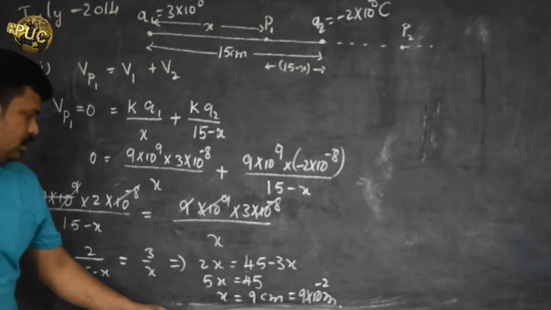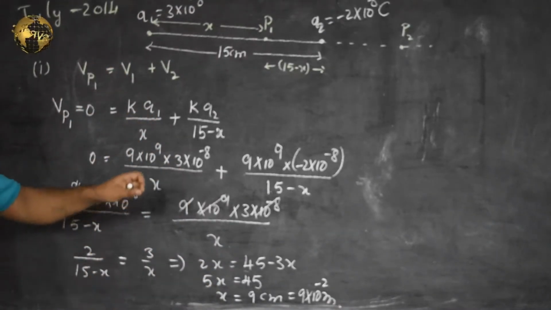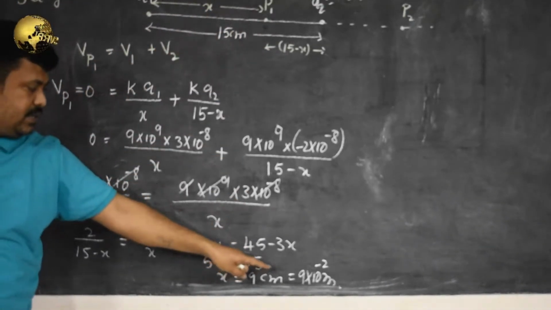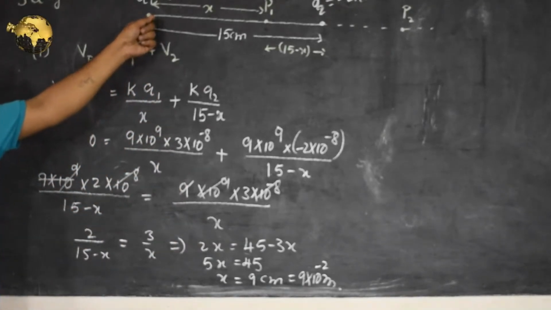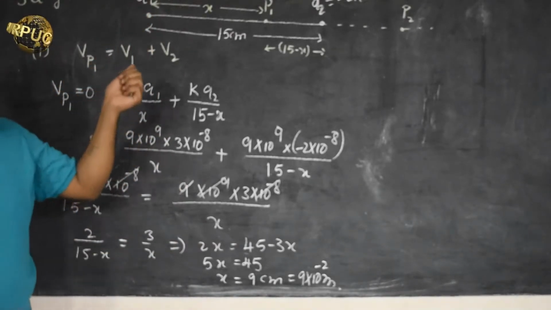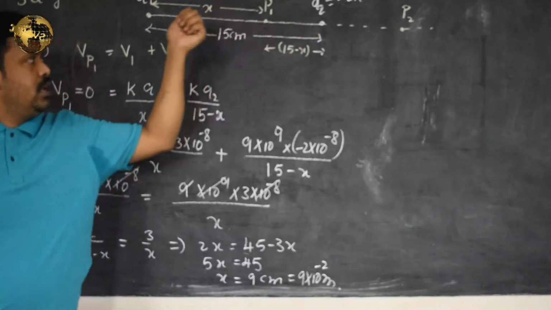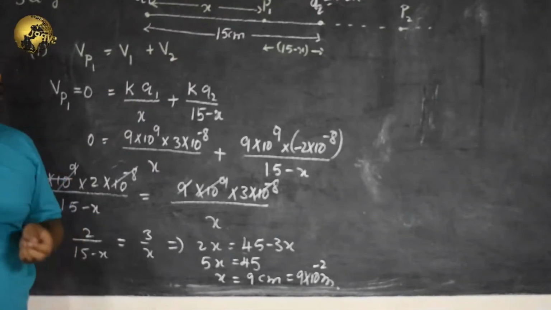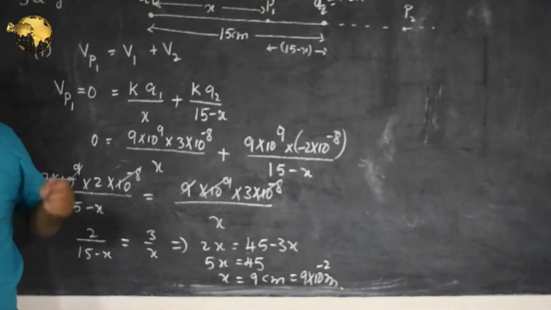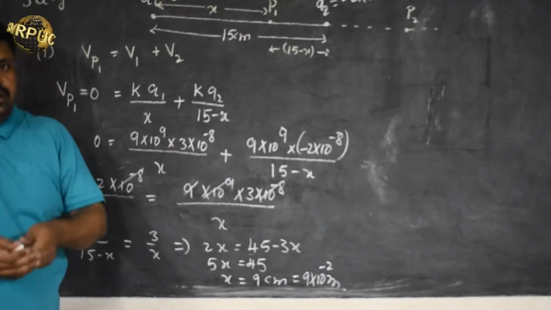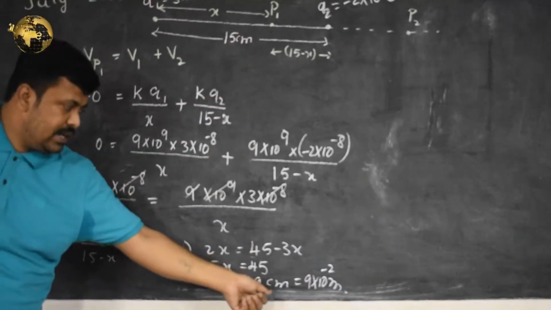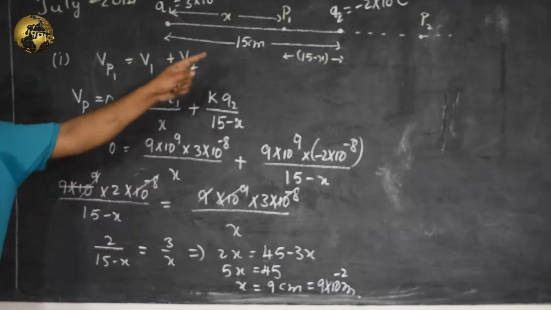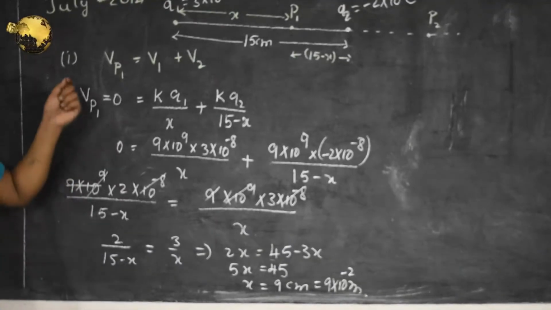So you see, the point P1 is at a distance of 9 centimeters from charge Q1. 9 centimeters means it is near the smaller charge and at a greater distance from the bigger charge. Initially I said the potential will be 0 at a point near the smaller charge, so it is also satisfying our answer. So this is the first point where the potential is 0, the first case.